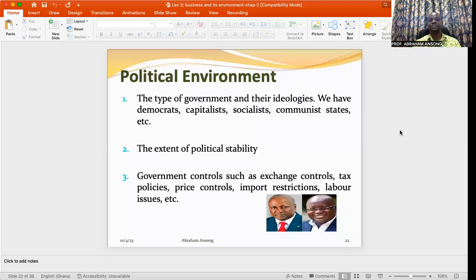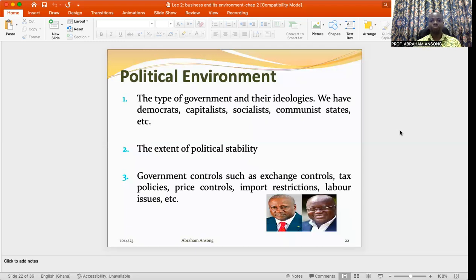Okay. But beyond that, just as I explained the economic system, you also want to pay attention to the political ideologies that are operating in various countries. Are they Democrats? Are they capitalists? Are they socialists? Are they communist states? As I said, all of these have a different opinion, and the type of support that they give to businesses varies. So you don't want to get into a communist state or a socialist state if you want to actually expand and grow your businesses.